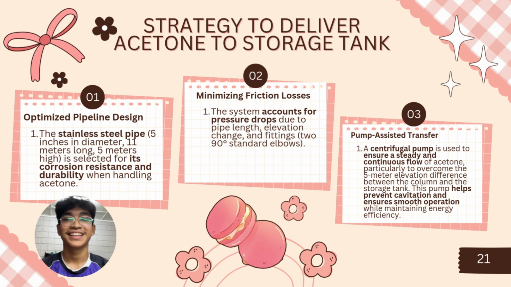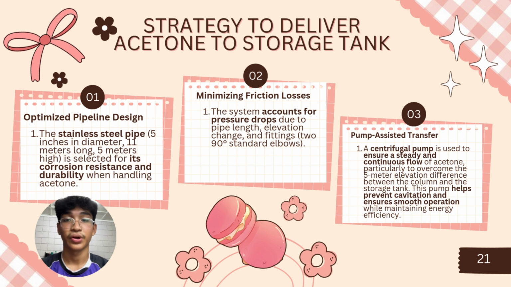Hello guys, I'm again, and right now I will explain to you the strategies that we use to deliver acetone to a storage tank. The first strategy is that we optimize the pipeline design. We chose the material that is highly resistant to corrosion, which is stainless steel. Apart from that, stainless steel also gives us durability when handling acetone.